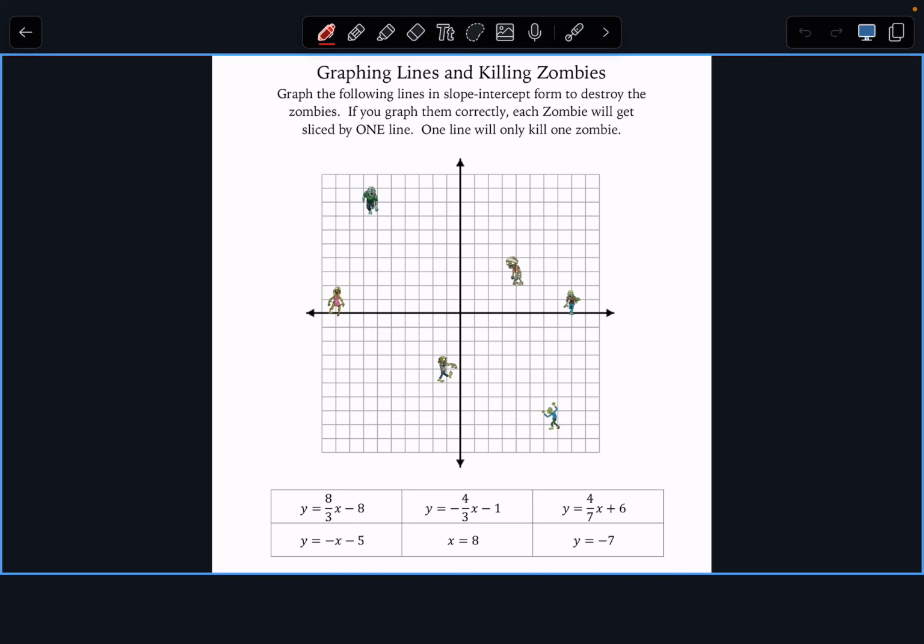Wait, which one do we start from? I mean, negative... Oh, no, we don't. Start at the y-intercept. Start at the y-intercept. So the y-intercept is -8. Make that dot first. Plot your y-intercept first.